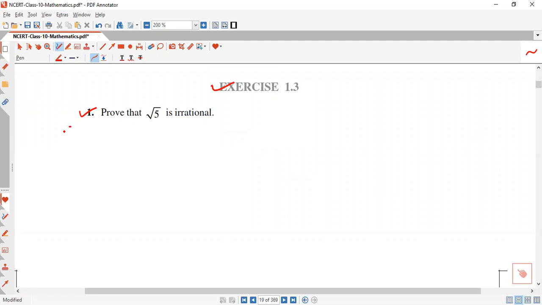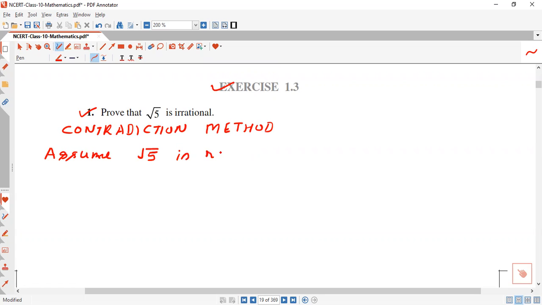The method we will use here is the contradiction method. In this method, first we assume the opposite of what we want to prove, and then show that this assumption is wrong. Assume root 5 is a rational number. So we are assuming the opposite, and we want to prove that this assumption is not right.